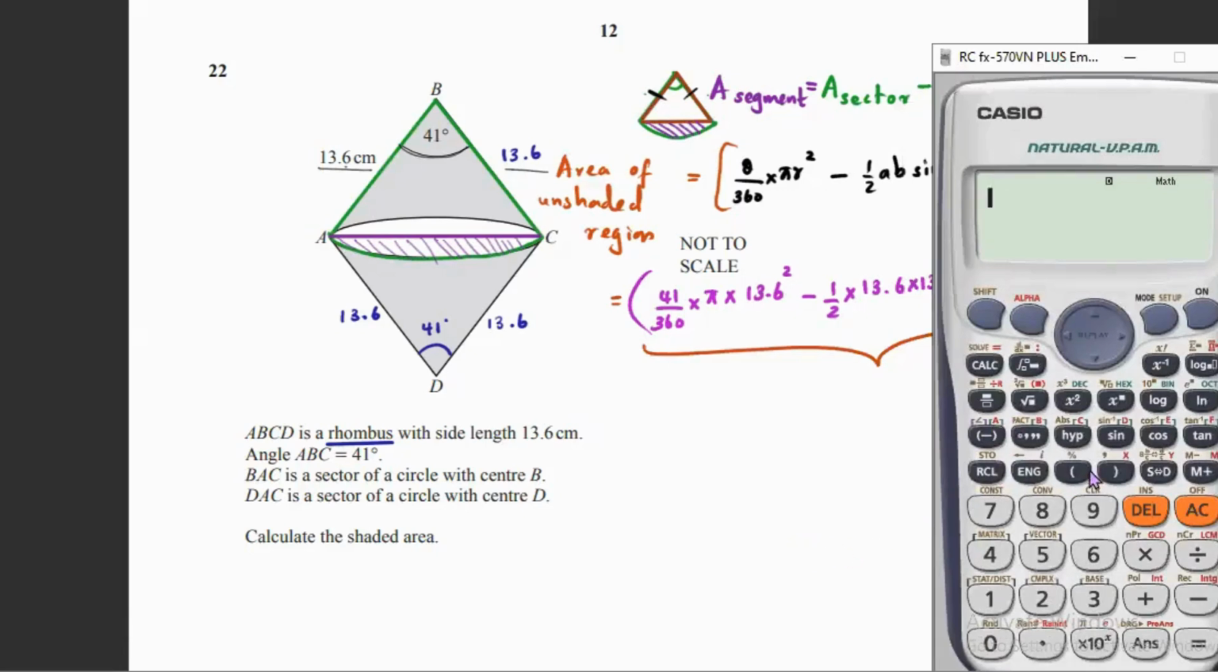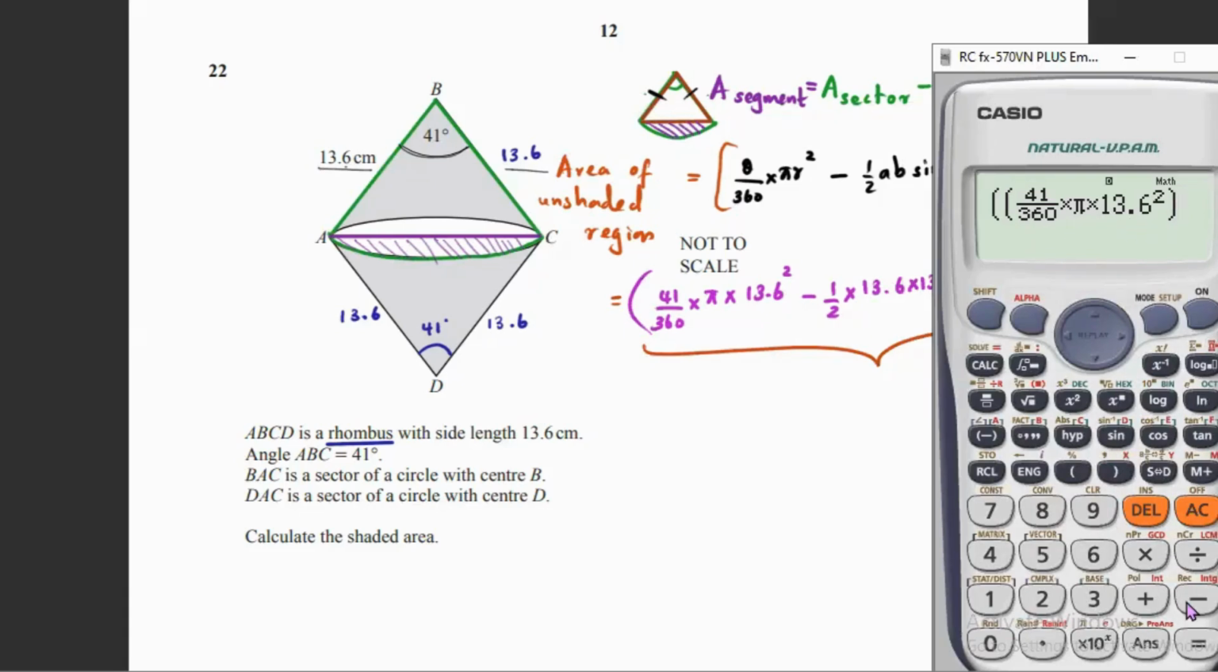So then I'm going to open the brackets. Then I'm going to open another one as well and put the fraction here, which is 41 over 360. So 41 over 360, and I need to times it with pi times the radius squared, which is 13.6 squared. I'm going to close this bracket. So that is the area of the sector.